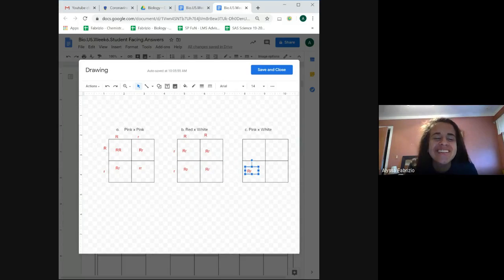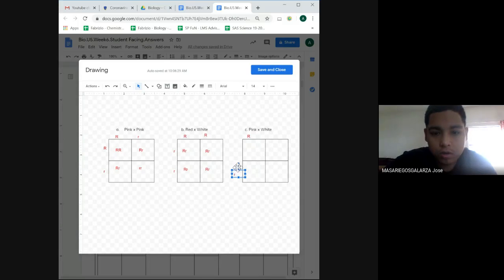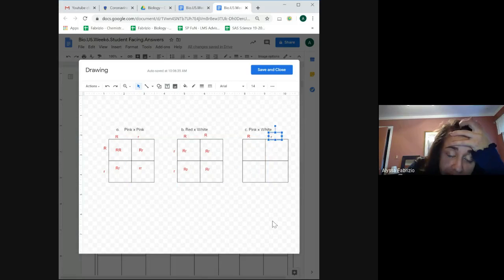Okay. What is our final cross going to look like then? Pink and white. So lowercase r? Pink or white? Oh, pink is uppercase R and lowercase r. Okay, very good. What about white? The lowercase r's. Two lowercase r's, very good.